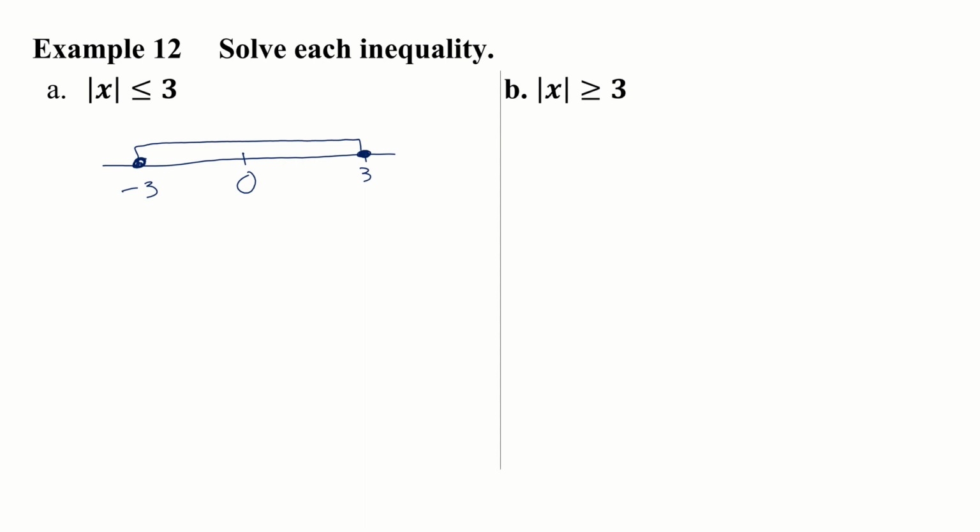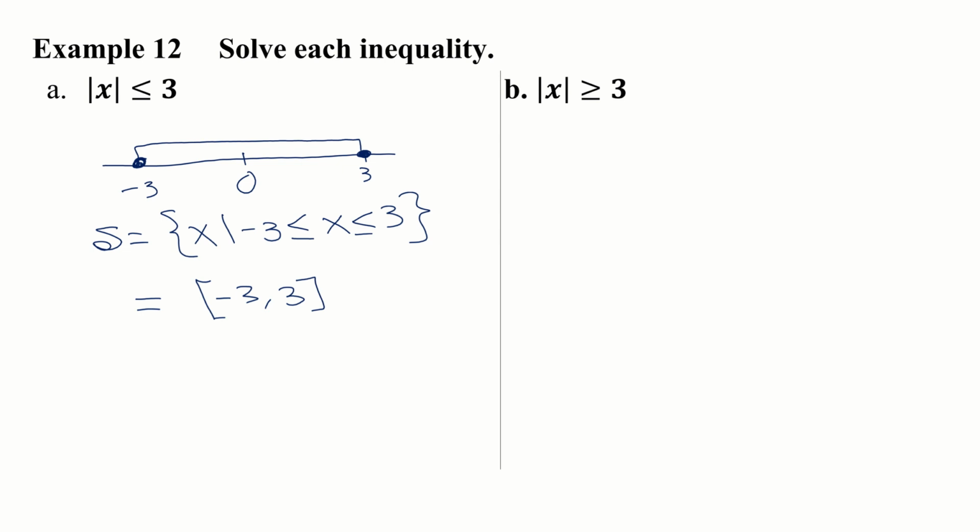So when we want to write the solution set, we're going to have all x such that -3 is less than or equal to x less than or equal to 3. So we're going to have in interval notation bracket -3 comma 3 bracket. Okay, so the only difference is because of that equal possibility, the endpoints get thrown in as well.